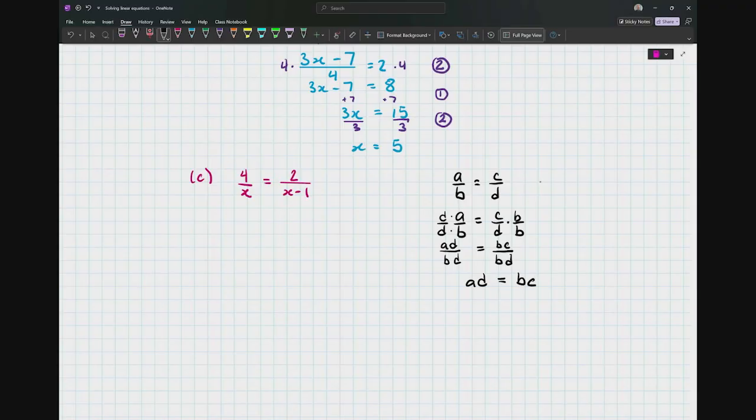And we skip past all of those steps here by just seeing that the A and the D are diagonally across from each other on the equal sign, and the B and the C are diagonally across from each other on the equal sign. So AD equals BC is what we get when we do cross multiplication.